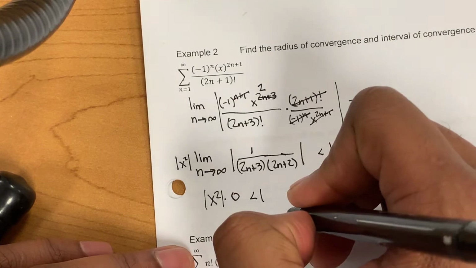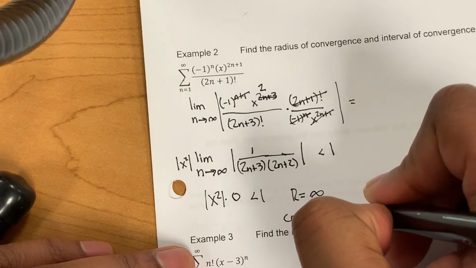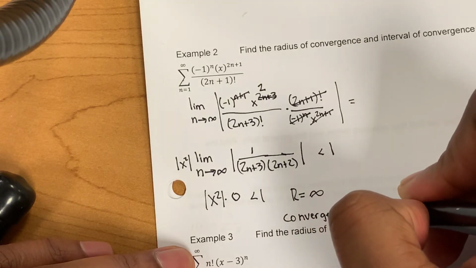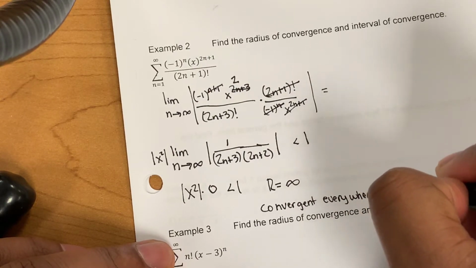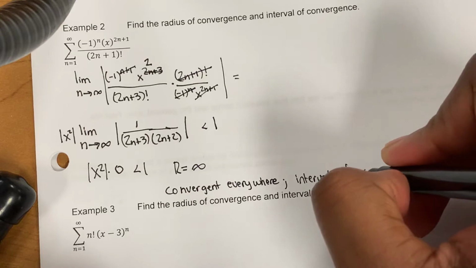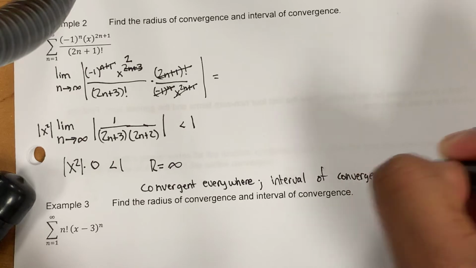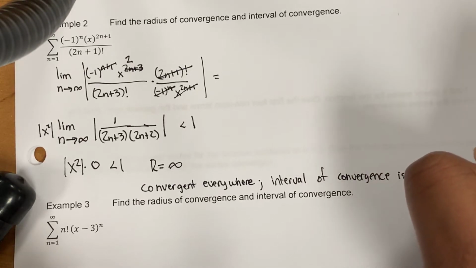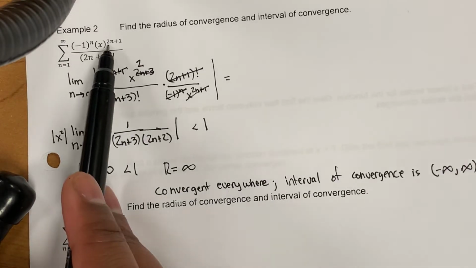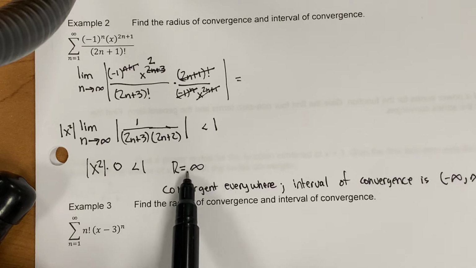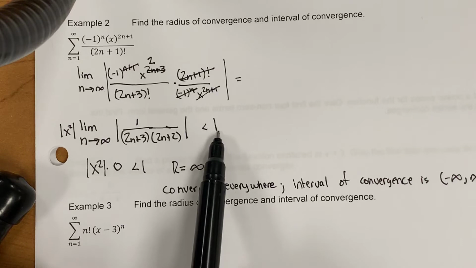So we're just going to put convergent everywhere. And so our interval of convergence is -infinity to infinity. So for all values of x, this series converges, because we get a radius of convergence of infinity. Because for any value of n, this is going to be less than 1.